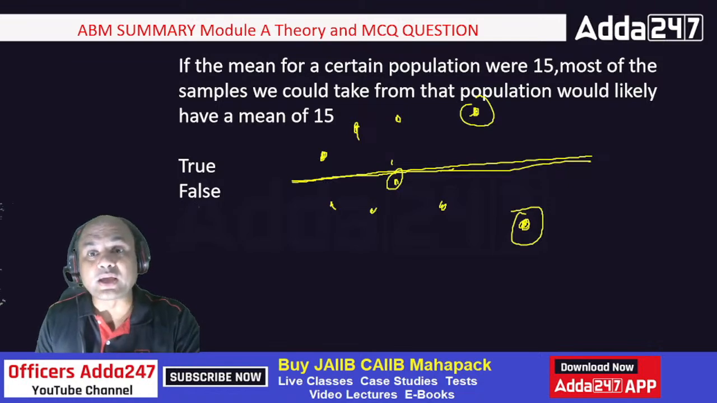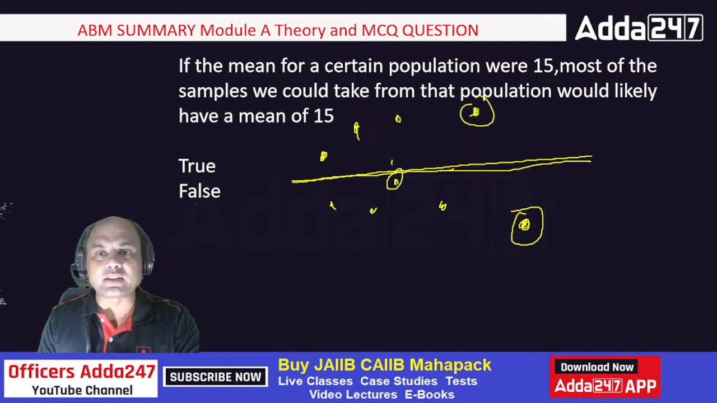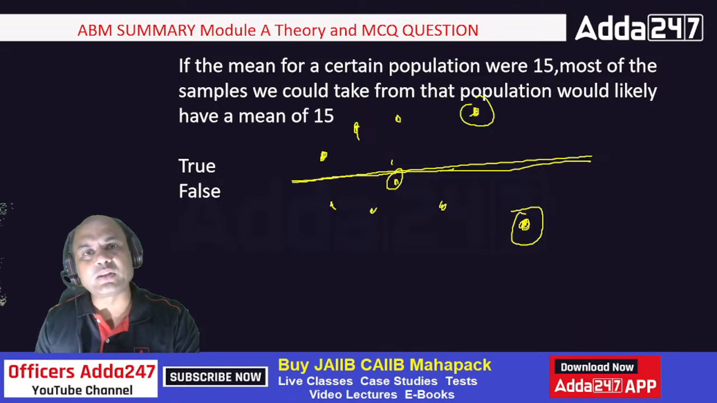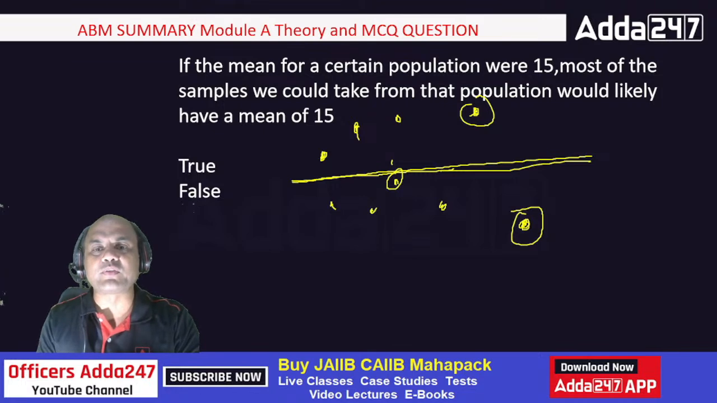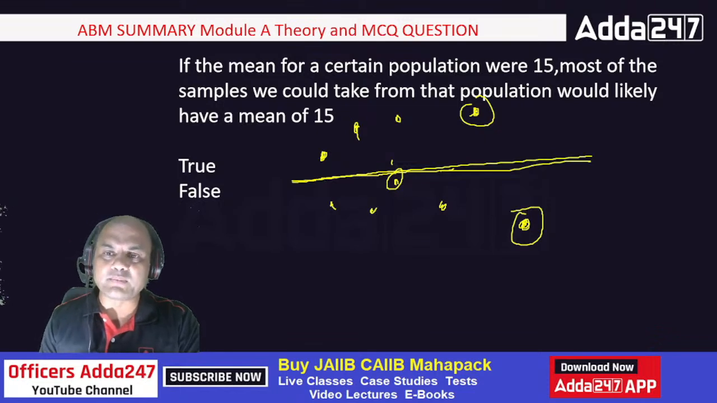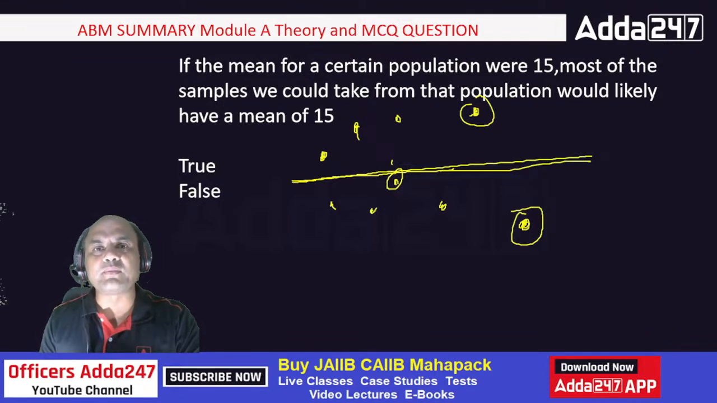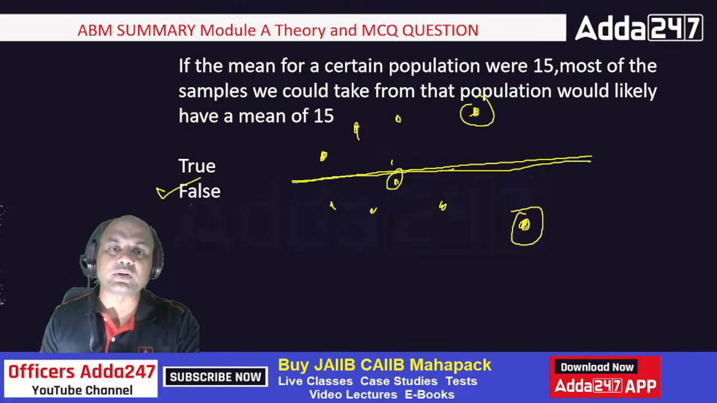Together they are having the mean of this line, but individually they may not have. If I consider samples of 50, 50, 50 each, they may not have the answer of 15 over here. Or if I consider samples of, let's say, 20, 20, 20 everywhere, they may not have the mean of 15. They may have a huge variation. So that's why the answer is false over here.